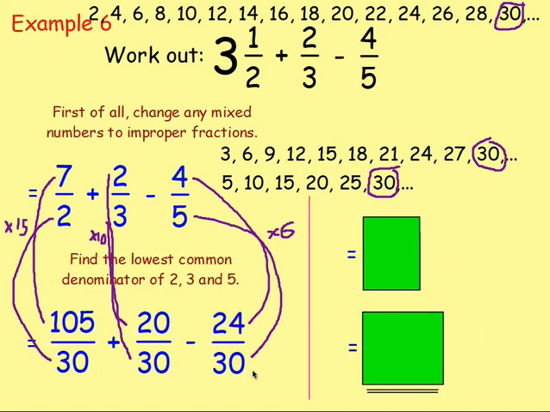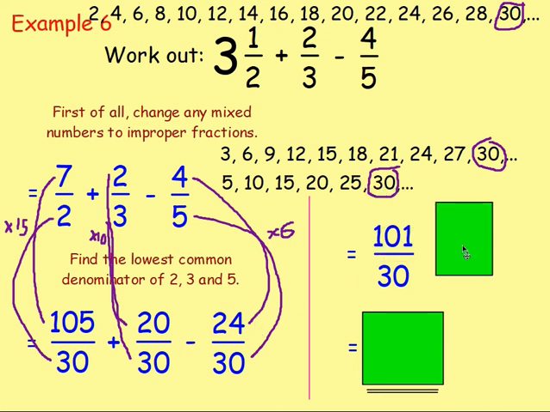After that, because you've got 105 30ths, and then you've got 20 30ths, and you're taking away 24 30ths, you know your answer is going to be something over 30. And all you would do is 105 add on 20, and then take away 24. And what would that give you, Derek? Brilliant, that does give you 101. So you end up with 101 over 30.